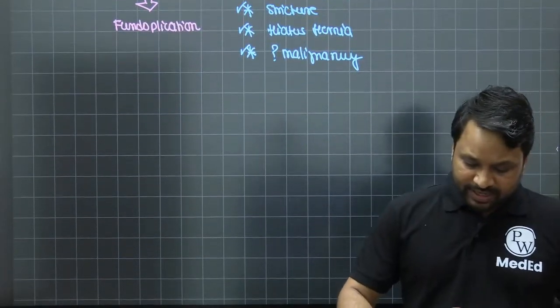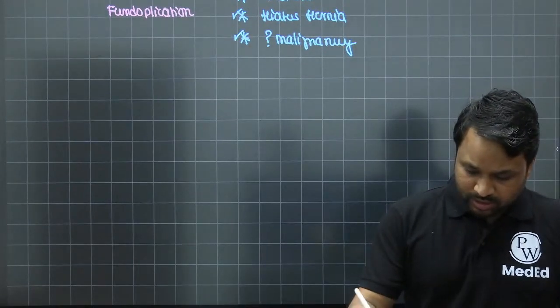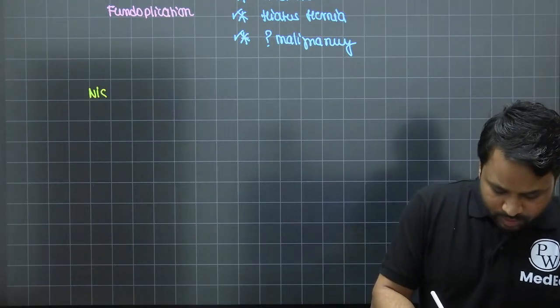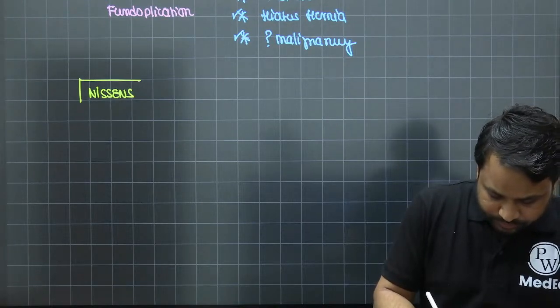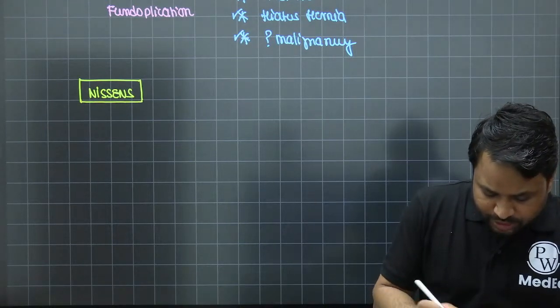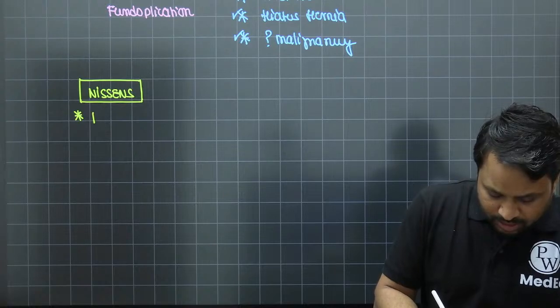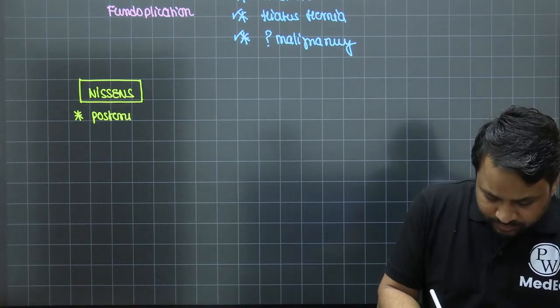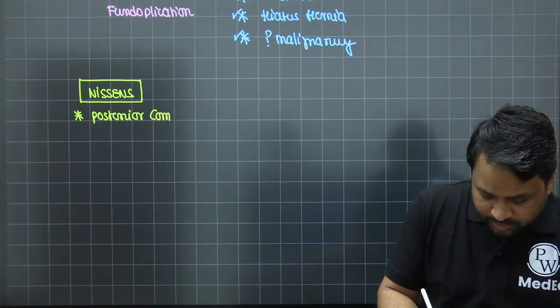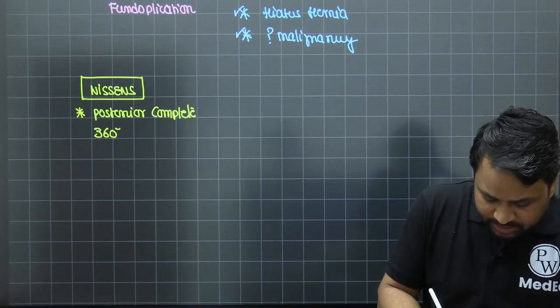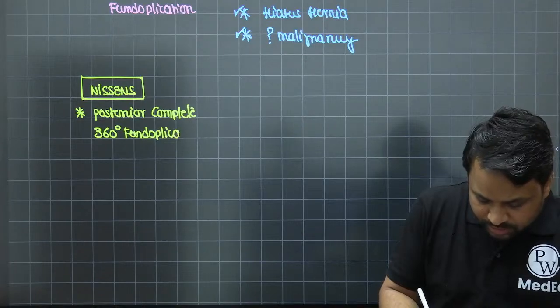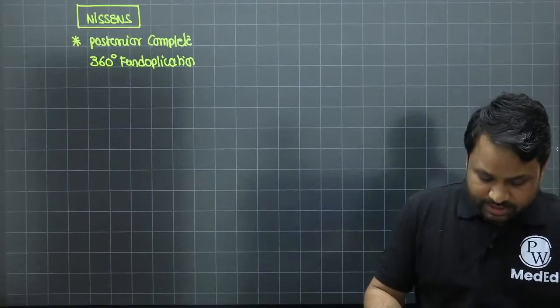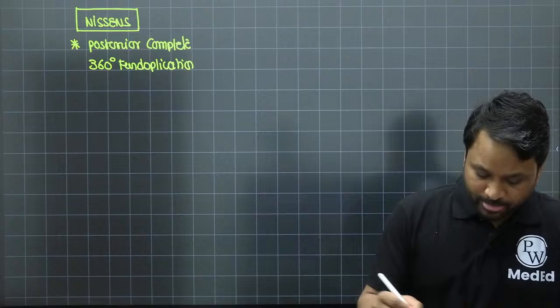Now, there are different varieties of fundoplication. We'll talk about the most common one, which is the Nissen's fundoplication. The Nissen's fundoplication is a posterior complete 360 degrees fundoplication. It is a 360 degrees complete fundoplication. So what do you mean by this?